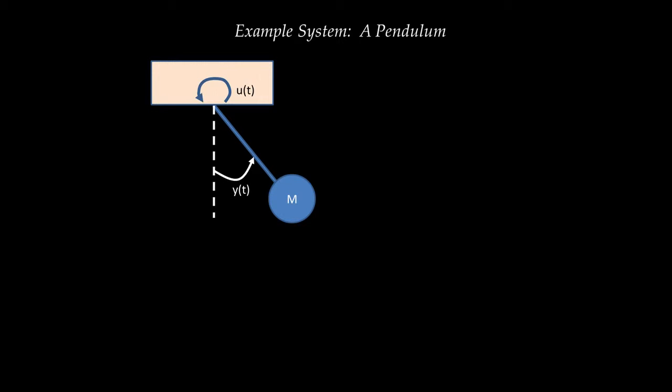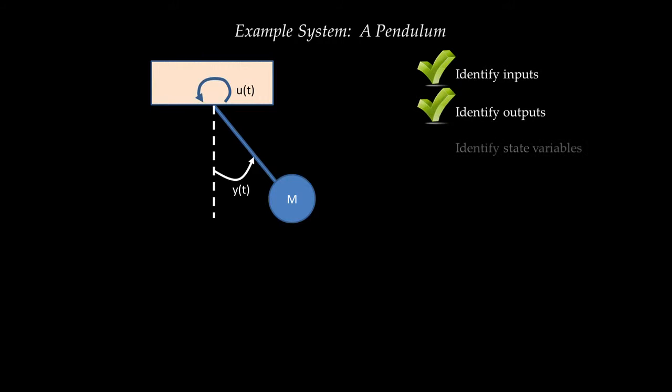If you recall from the previous tutorial, there are 5 steps to developing a state space representation of a dynamic system. The first step is to identify the inputs, and we've already identified the input in this case. It is the torque acting on the pendulum, u of t. The second step is to identify the outputs, and we've already identified the output in this case. It is the angle between the pendulum and the vertical, y of t. Now the third step is to identify state variables.